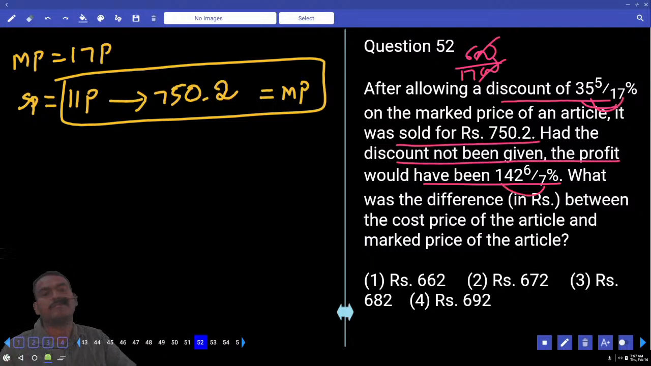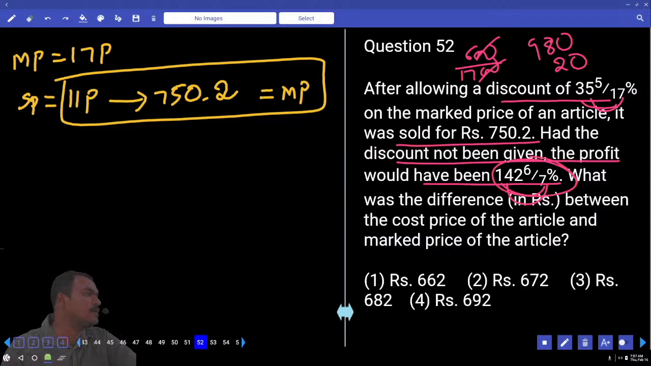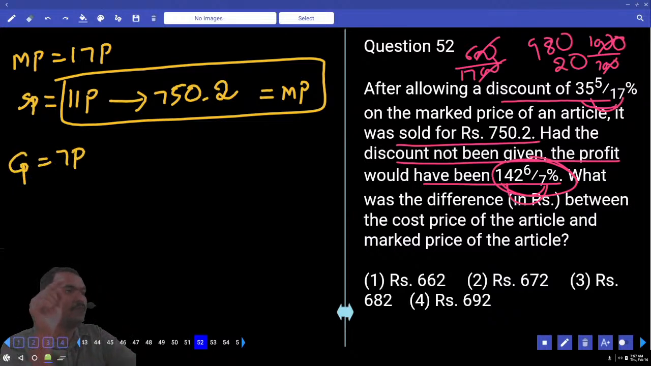First, 7 into 100 is 700. 7 into 40 is 280. 700 plus 280 is 980. 7 twos are 14, plus 6 is 20. It is 1000. 1000 by which one? 700. 1000 by 700, two zeros cancel, so 10 by 7. Means CP is how many parts? 7 parts. 10 by 7. Profit or loss? Profit. Cost price is 7 parts, but selling price is how many parts? 17 parts.